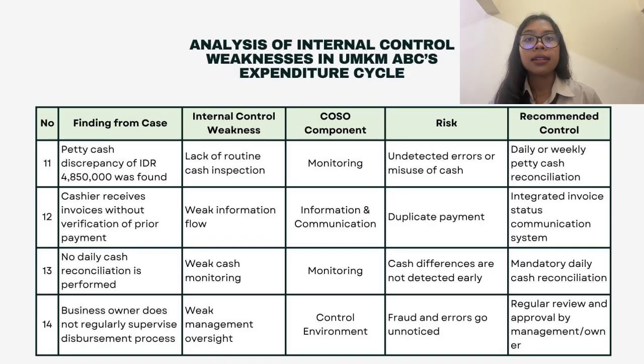And the last is that the business owner does not regularly supervise the disbursement process. The internal control weakness is weak management oversight. The causal component is control environment. The risk is that fraud and errors go unnoticed. And the recommended control is regular review and approval by management or the owner.